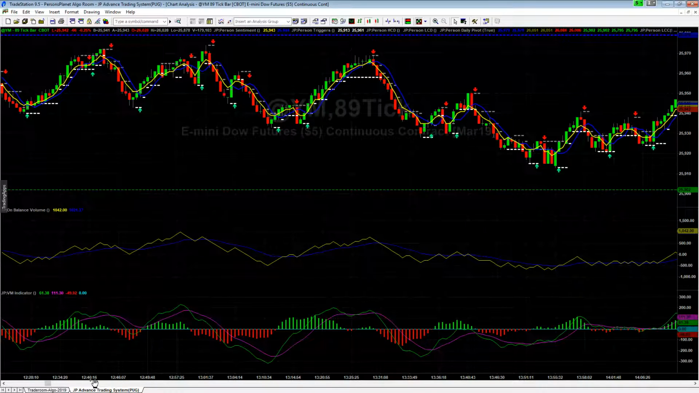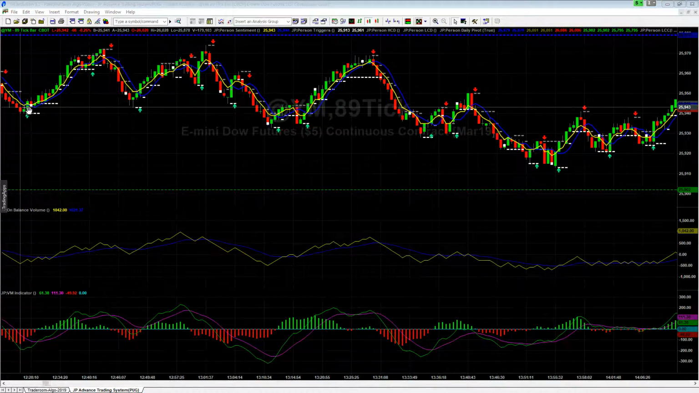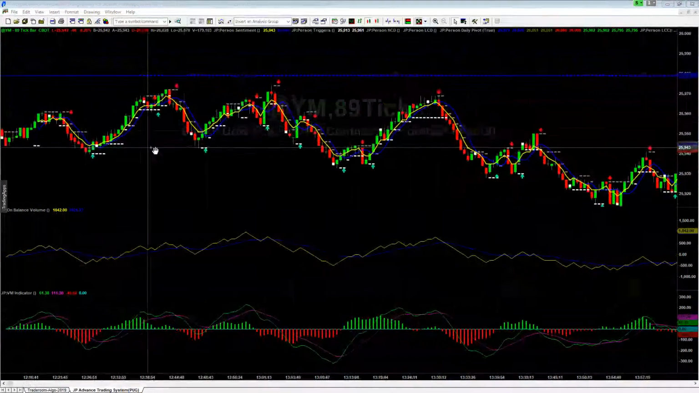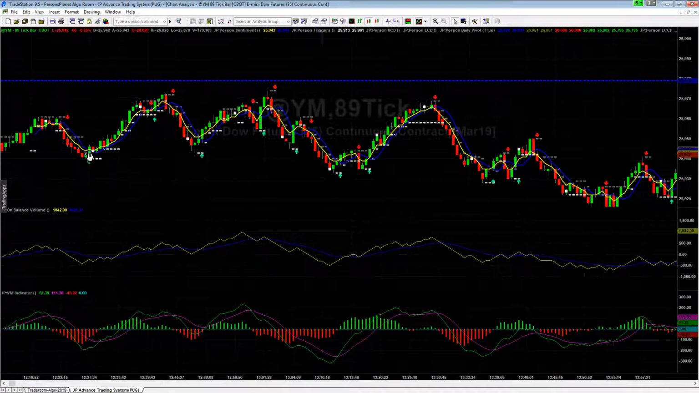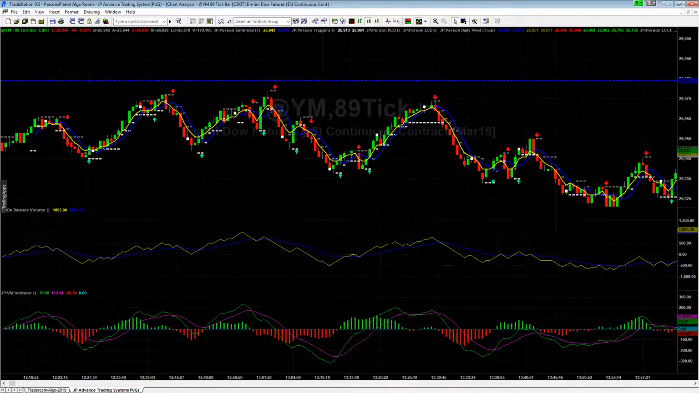So I believe 12:30, somewhere in here. Moral of the story, how I would look at the two different concepts is, whether this is an 89 tick, a 5 minute, regardless, there are two things that I see that are important here.